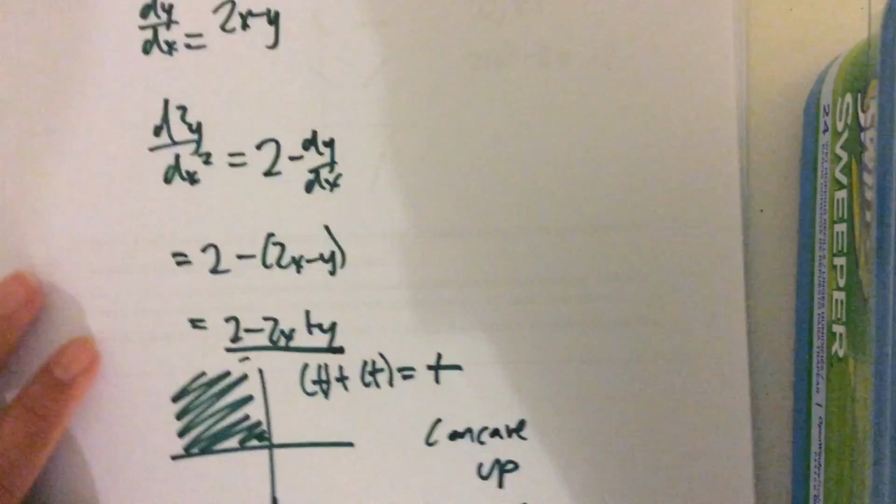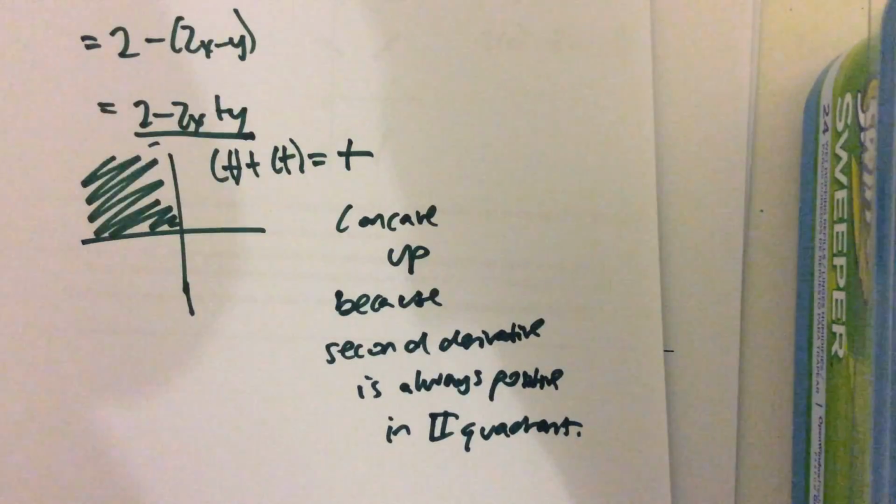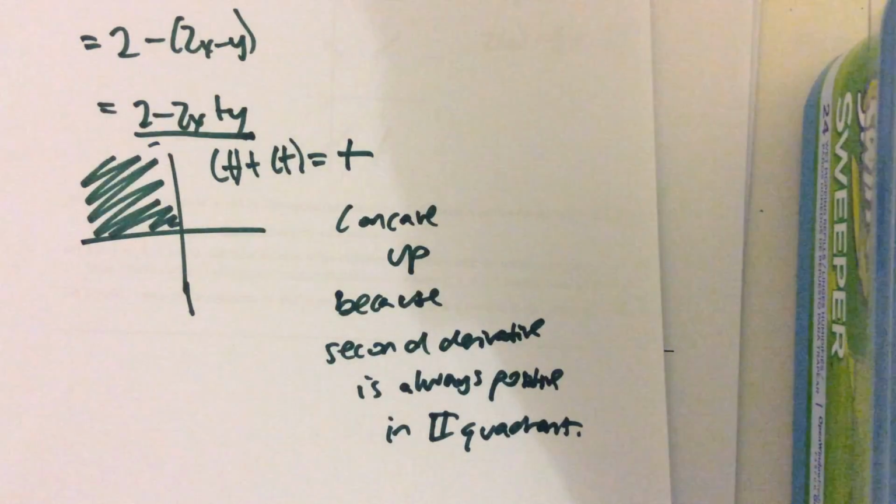Okay, so this problem is also worth 2 points. The first one is for finding the second derivative, and the second point is for finding that it is concave up and justifying your answer. Now we will move on to part C.